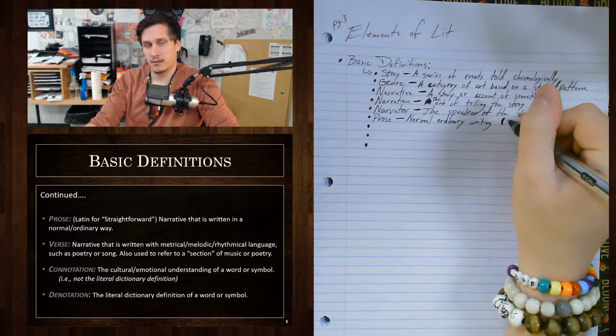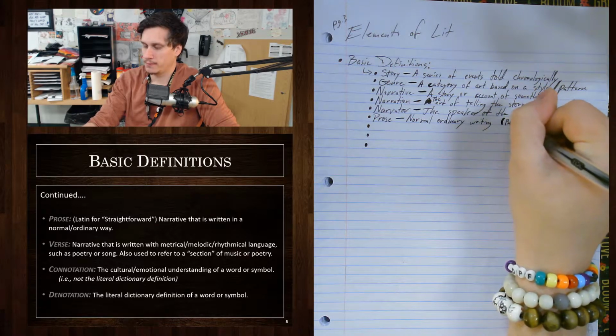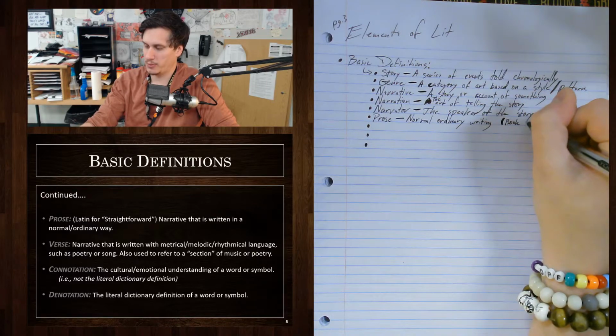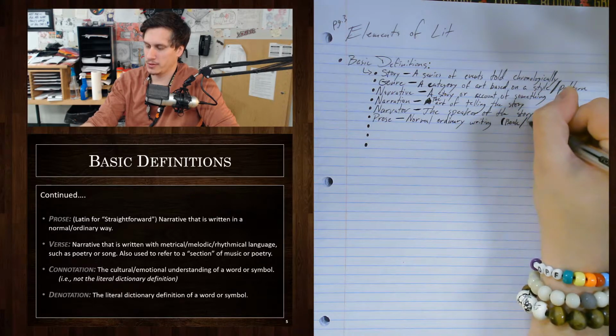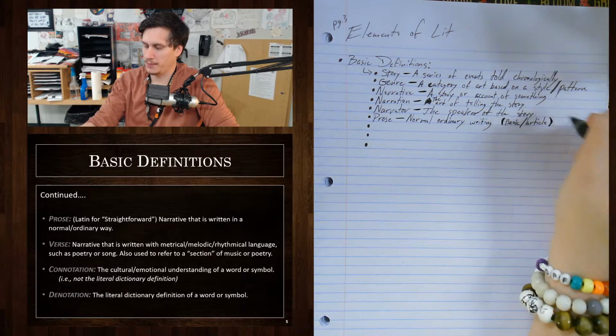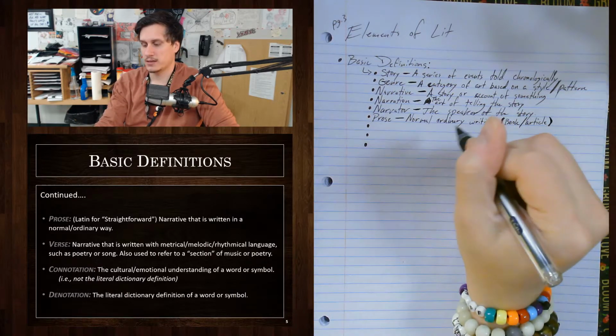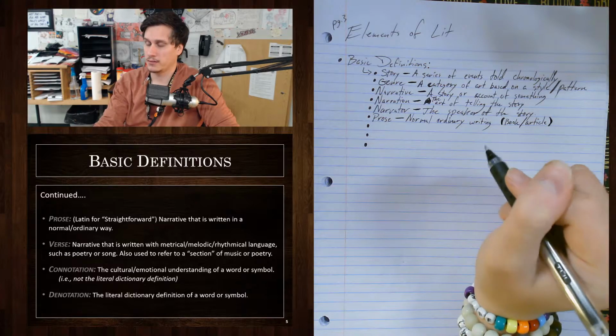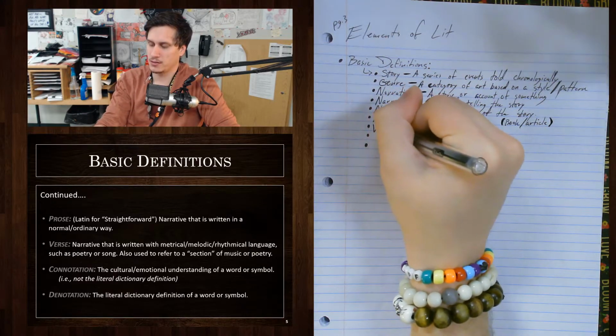What does that look like? Maybe like a book. So in parentheses, I'm going to put a book. Or like a news article. Just something normal. Okay. Now contrast that with this next word. This next word is called verse.